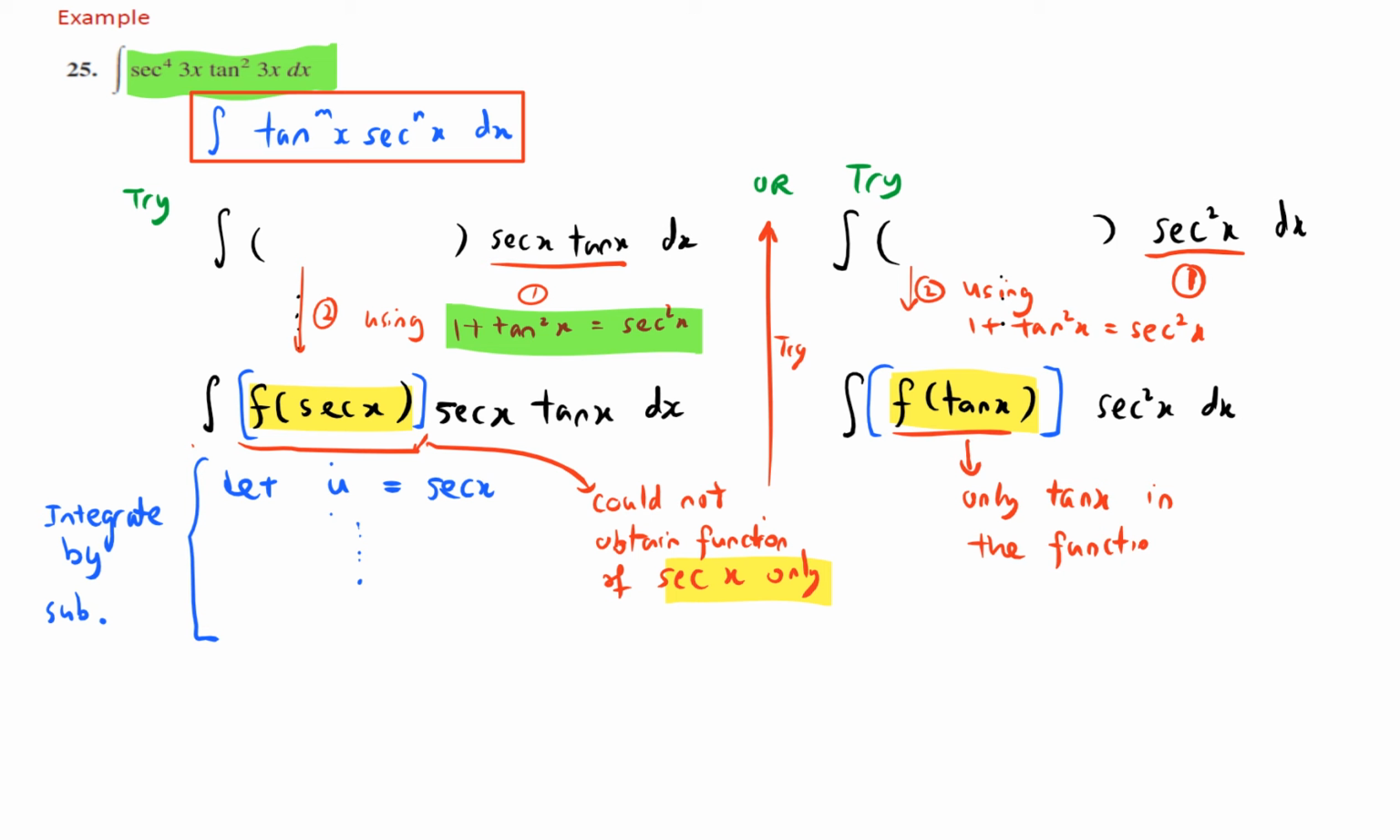That means you cannot have secant x. You can have tangent square, but you cannot have secant. Any secant terms inside means this method cannot work. For any secant term, you have to use this formula first. If this formula cannot be used to convert all the secant to tangent, then this method also cannot be used. Similarly, after this we have to integrate by parts again.